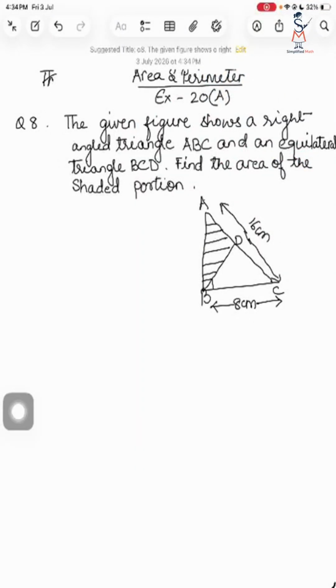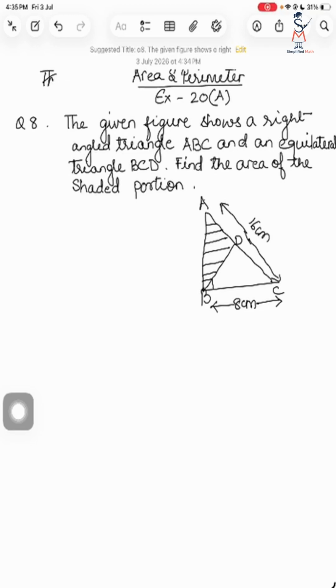Hi, we are doing area and perimeter exercise 20A, question number 8 of class 9. The given figure shows a right angle triangle ABC and an equilateral triangle BCD. Find the area of the shaded portion. So we have to find the area of the shaded portion.